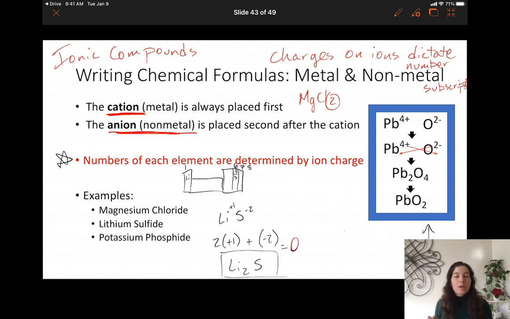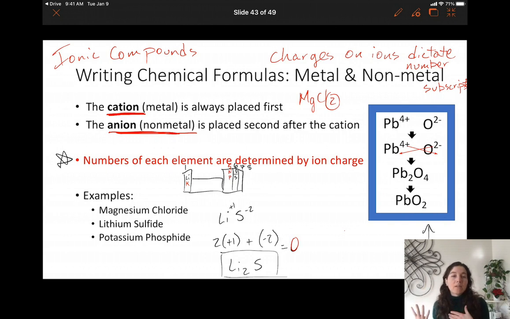Let's take a look at potassium phosphide. Potassium is also an alkali metal. It's a little bit underneath lithium. It's lithium, sodium, then potassium. The symbol for that is K. Phosphide is under our nitrogen over here, P. It's in group 5, or 15A.